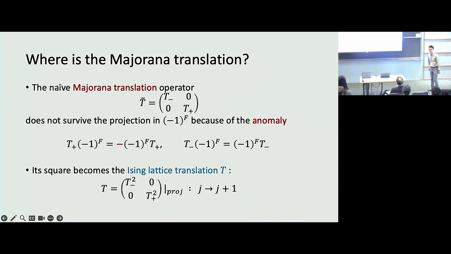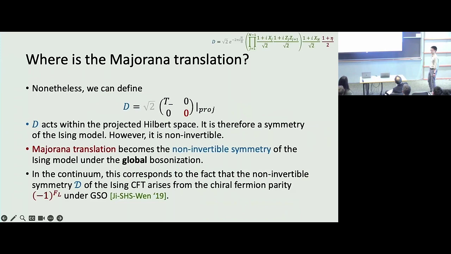But if you think about it, we're doing something really unfair to one of the lattice translations. You see, it's only T_+ that has a minus sign with (-1)^F, but T_- is completely innocent. It doesn't do anything wrong. And so why should we penalize T_- because of the fault of another operator, T_+? So instead, you can consider this operator. You just set the problematic operator to a big zero, and you leave the T_- over there. This operator acts perfectly within the projected Hilbert space and should commute with the Hamiltonian of the Ising model. And that, if you write it in terms of the Pauli operators, is exactly the answer I presented earlier.